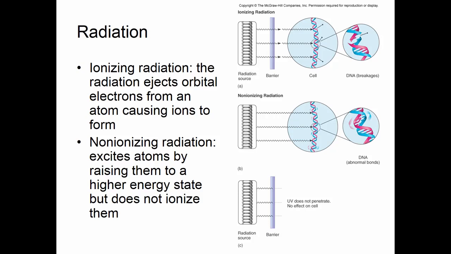Interesting to note here, ionizing radiation goes through all kinds of barriers, but non-ionizing radiation is not capable of penetrating a barrier. Non-ionizing radiation is the same thing as saying UV light. So UV light is not good at going through barriers.